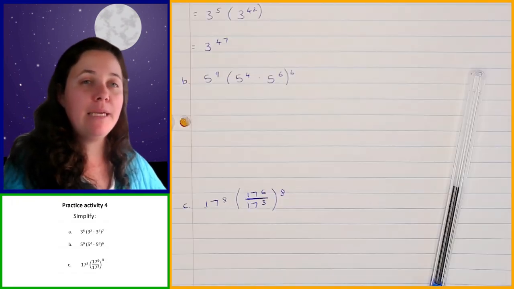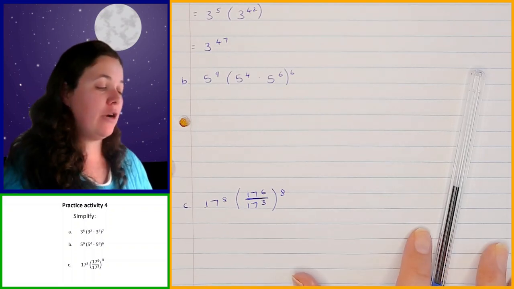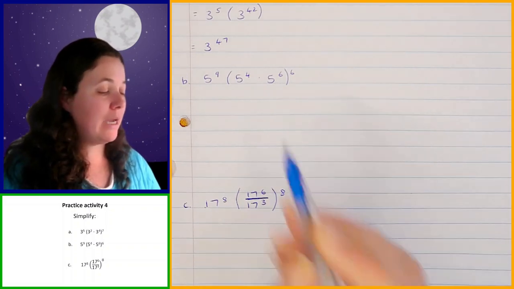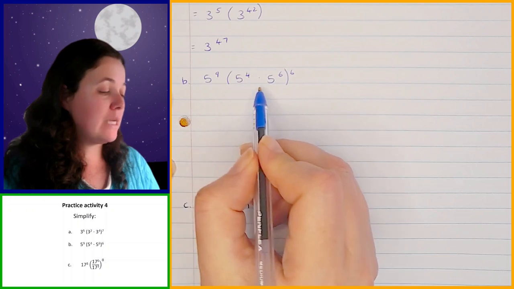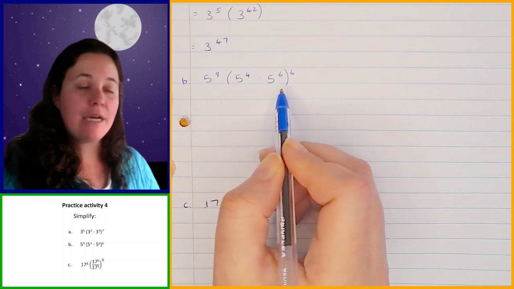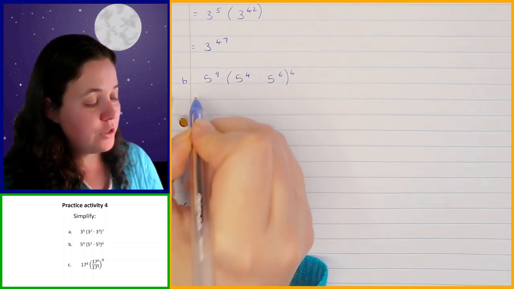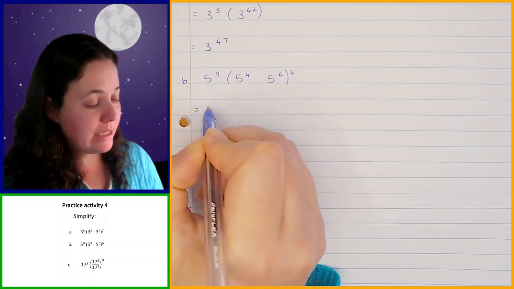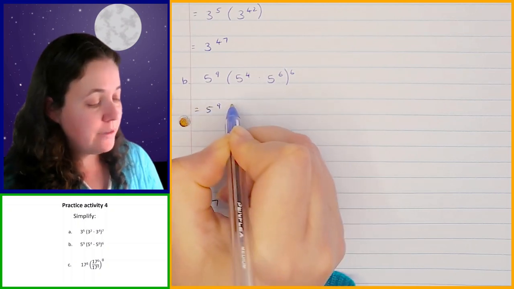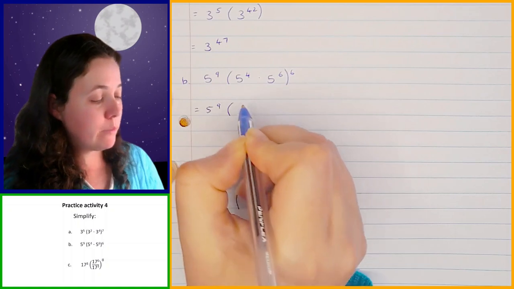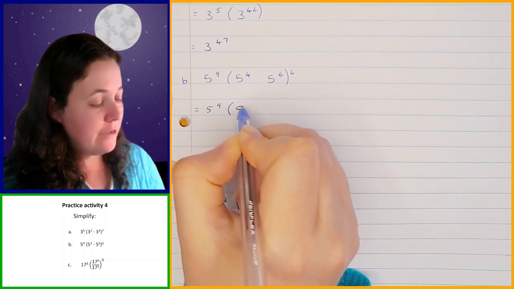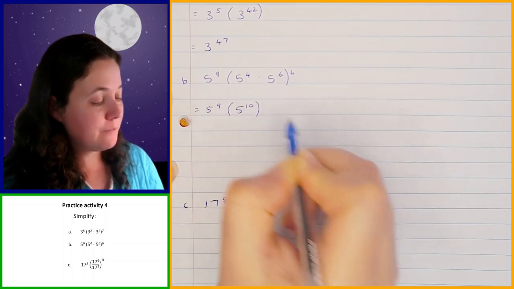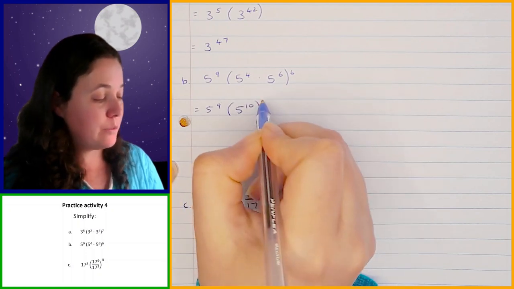Okay, then question B, we have 5 to the power of 9 multiplied by, in brackets, 5 to the power of 4 times 5 to the power of 6, and then outside the brackets, the power of 6. Okay, so first, again, I'm going to simplify what's inside the brackets. So the 5 to the power of 9 isn't going to change. And I've got 5 to the power of 4 times 5 to the power of 6 is 5 to the power of 10. Close the brackets, and that is the power of 6.